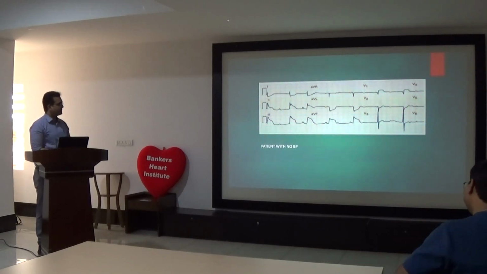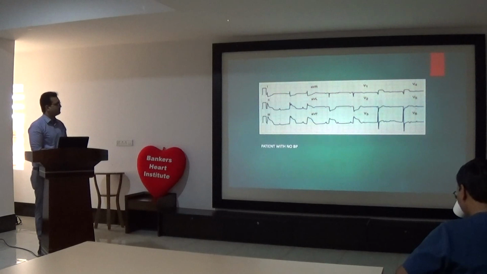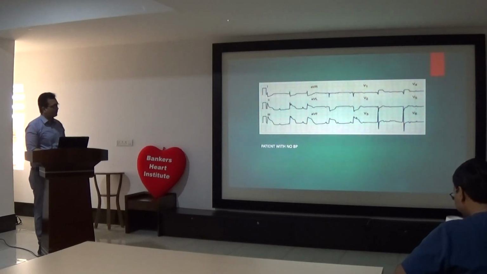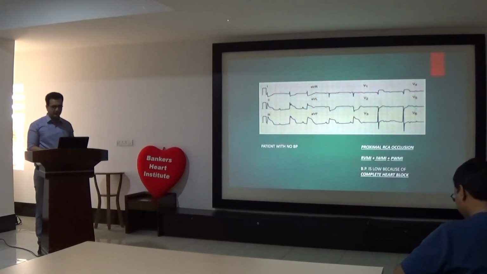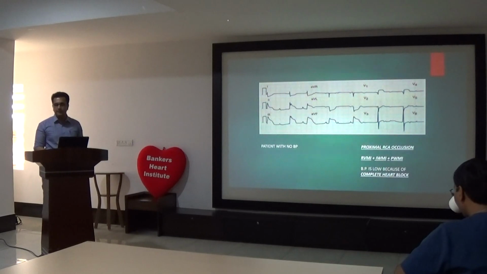Again, here the ST segment in lead 3 is much more elevated than in lead 2. So it is a case of an RCA occlusion, and there is V1, V2 discordance. So there is RVMI as well. So this is a case of proximal RCA occlusion, and BP may be low because of complete heart block. Of course, for that diagnosis we need a rhythm study.